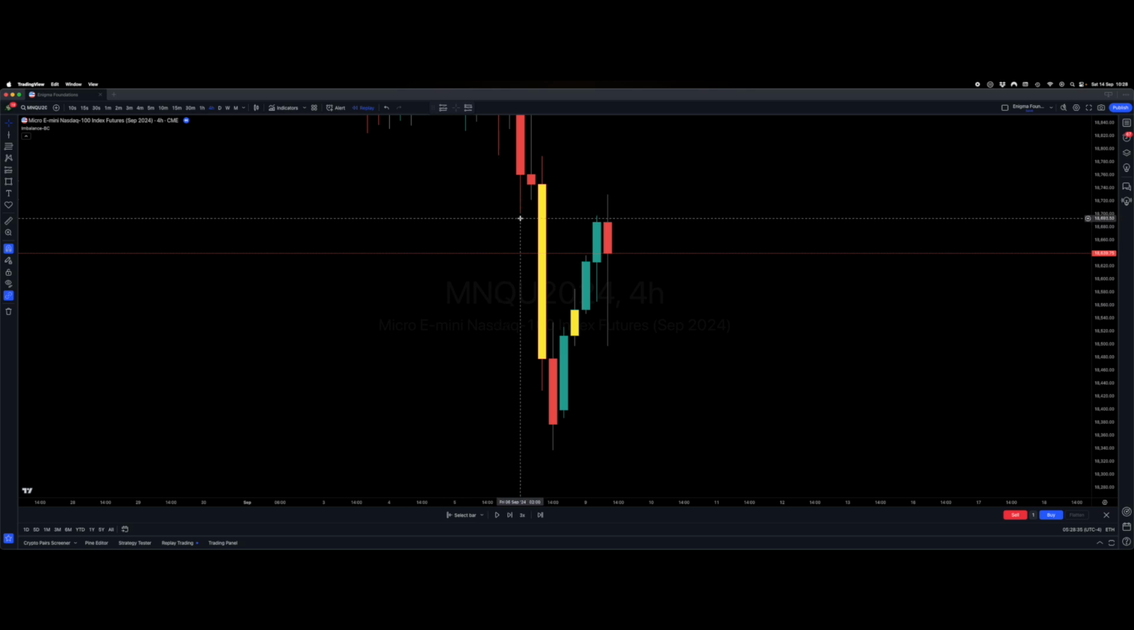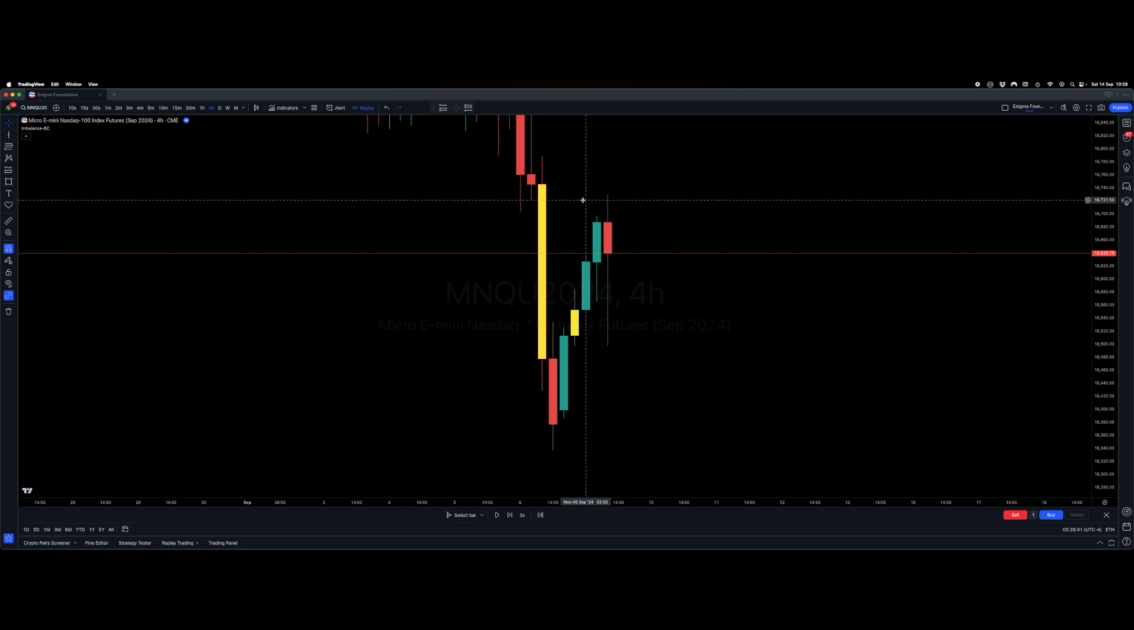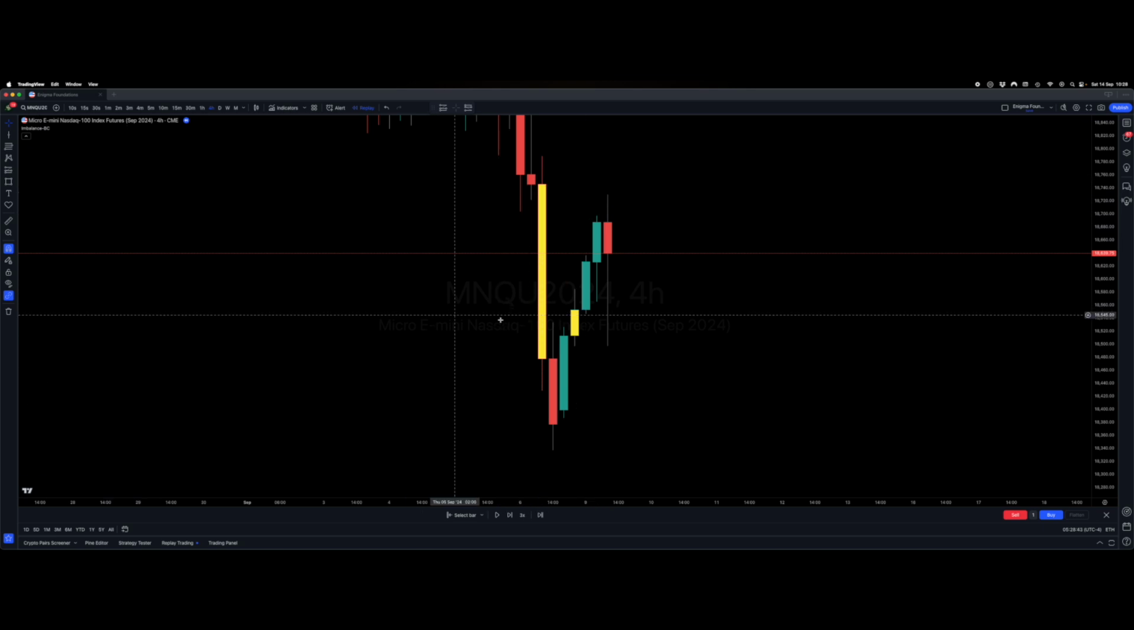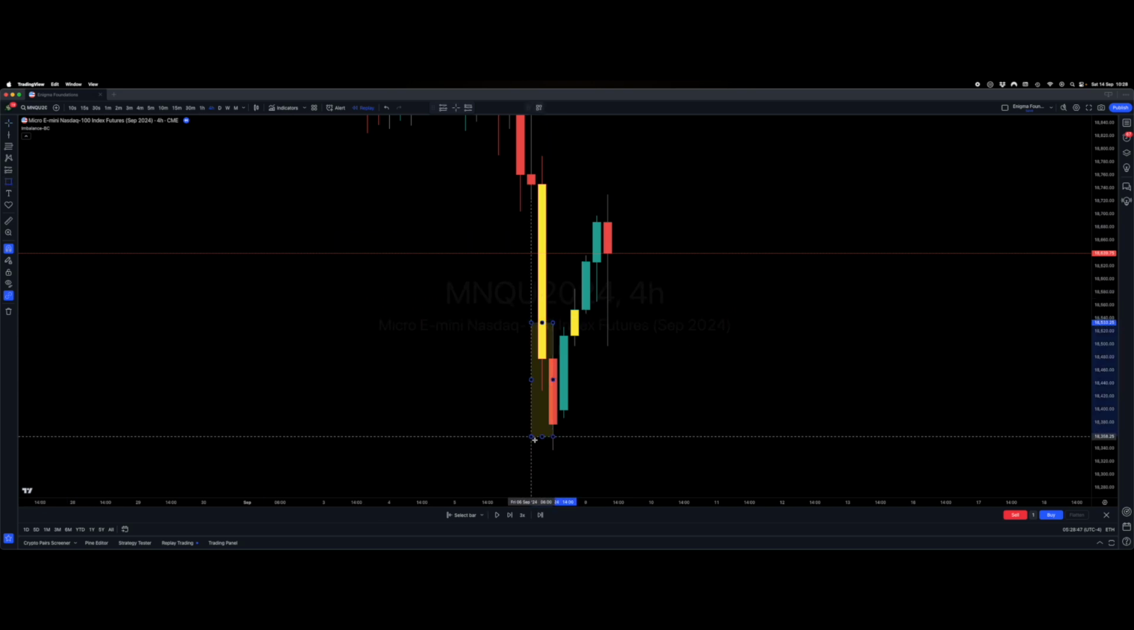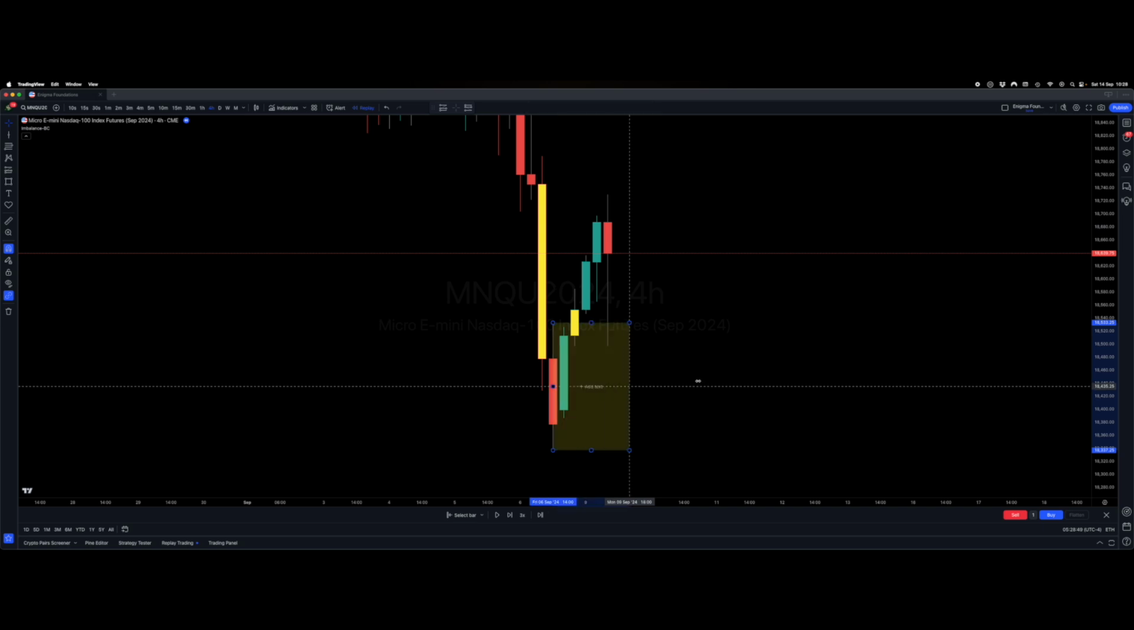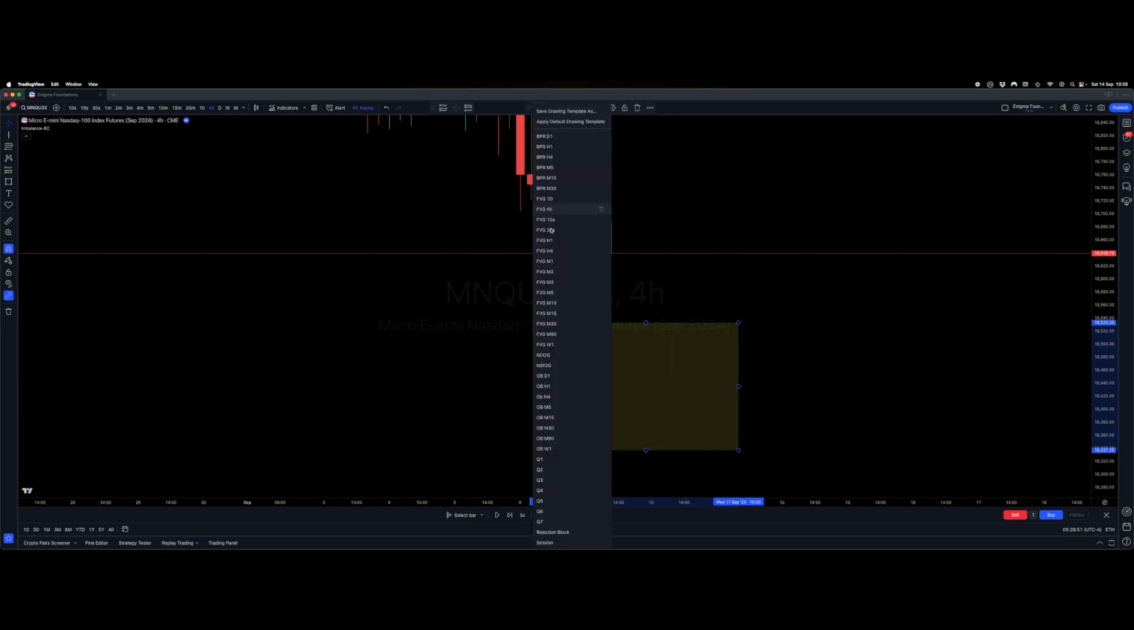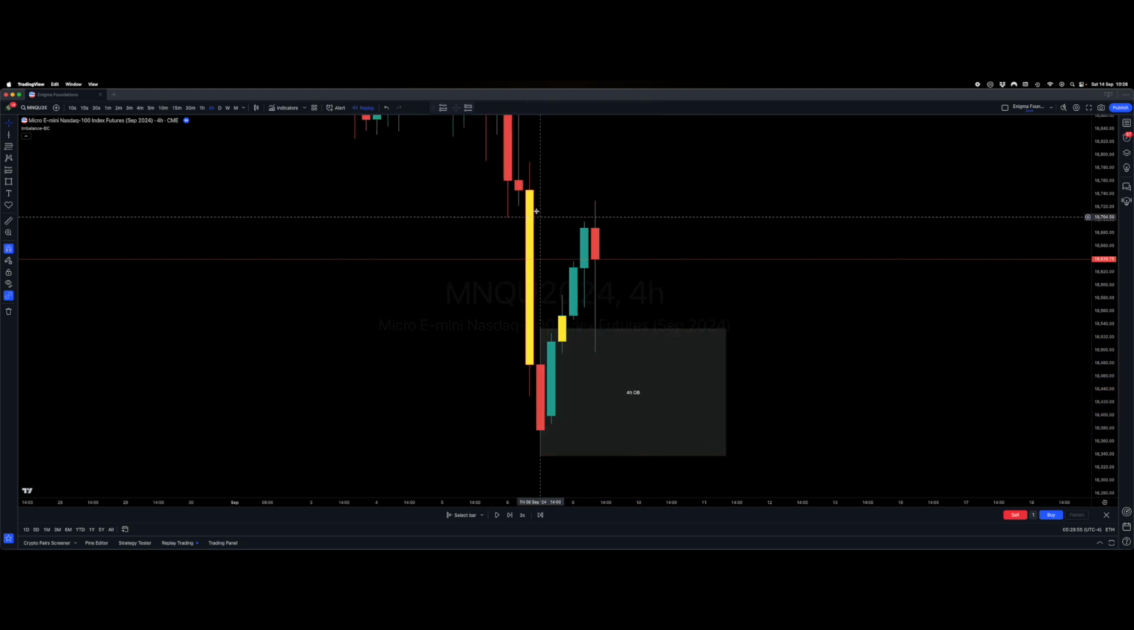So if you see this price action here from Monday, the 9th of September, you will see that we have this down close candle here, which is your 4-hour order block. Okay, and this can be used as your higher time frame PD array. Now you'll see that this candle here is shaded in yellow.